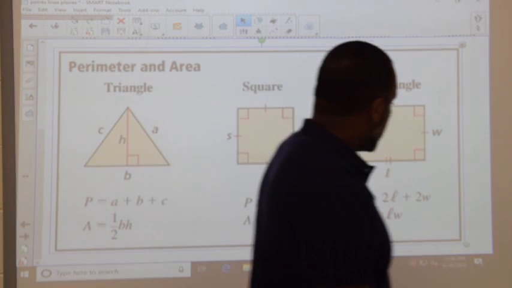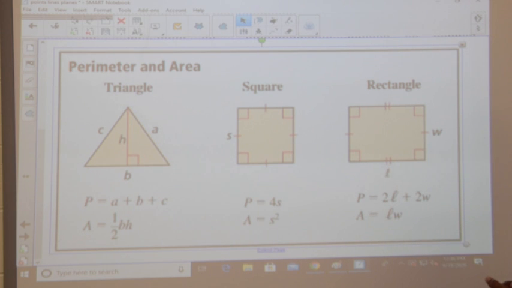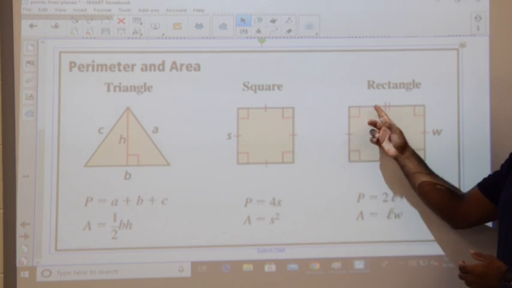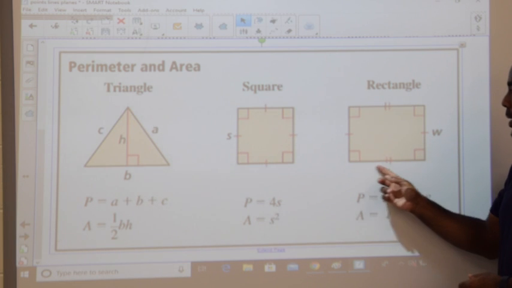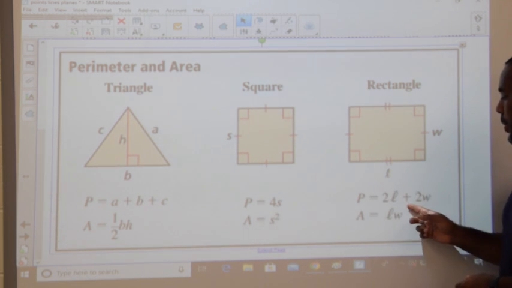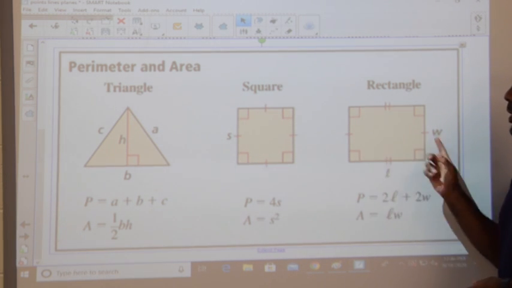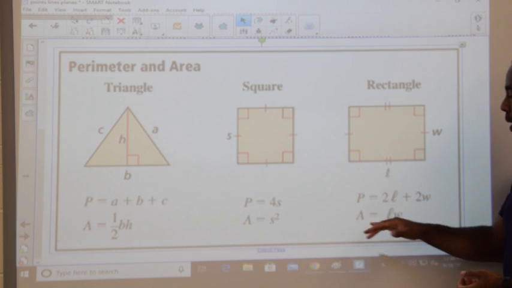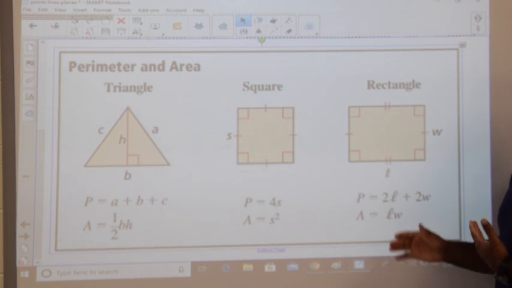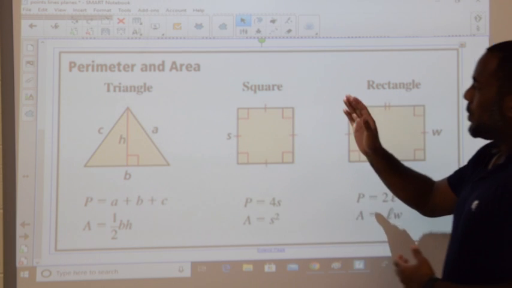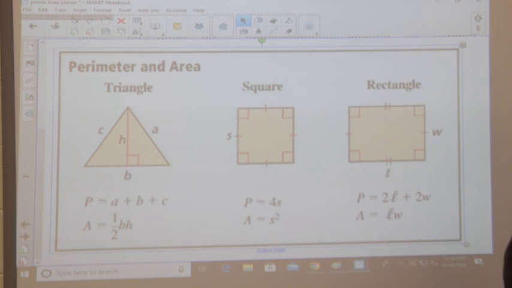For a rectangle, it's a funny way of putting it, but the perimeter is still just adding up all of the sides. Here they have 2 times the length because there's 2 sides, and then plus 2 times the width because there's 2 widths. The area is length times width. So that's how you find the area of a triangle, square, and rectangle, and also the perimeter.